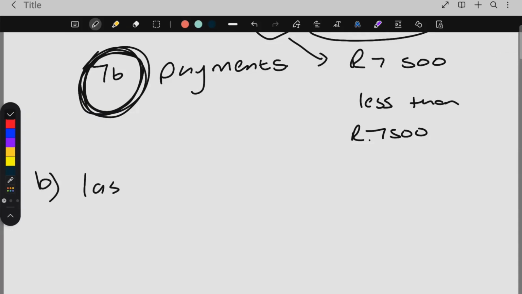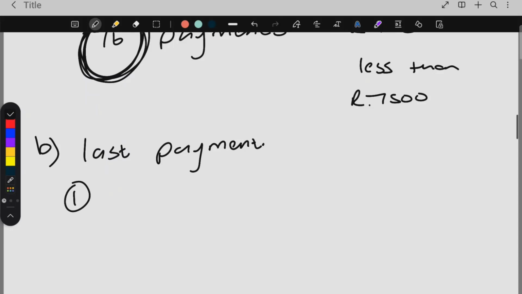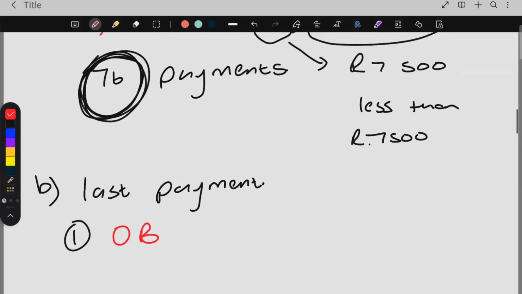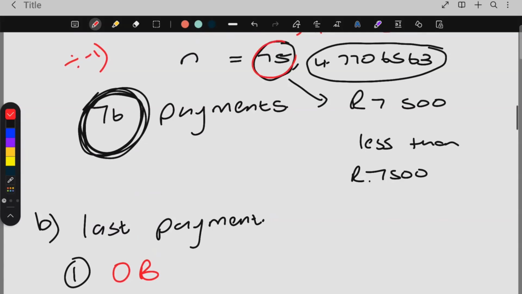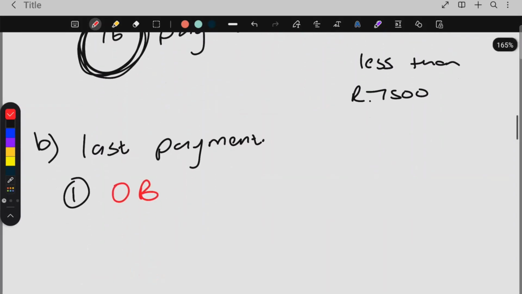So for the last payment, or the final payment, we have to work out step number 1. There's 2 steps. Step number 1, you must work out the outstanding balance up until this point. So up until payment 75. Okay? So up until payment, in this case, it's 75.